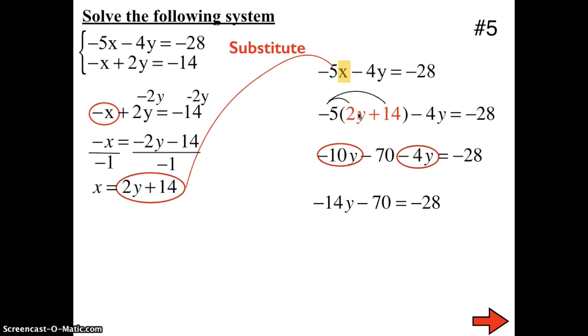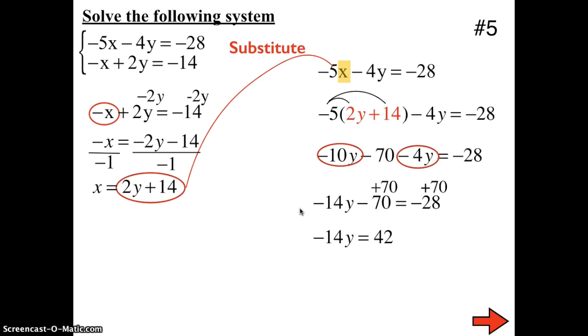You asked yourself if you can distribute. You've asked yourself if you combine like terms. Now you ask yourself, is there a constant for you to get rid of? In this case, the answer is yes. I'm going to go ahead and add 70 to both sides. You're left with negative 14y equals 42.